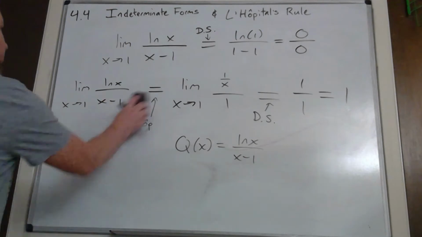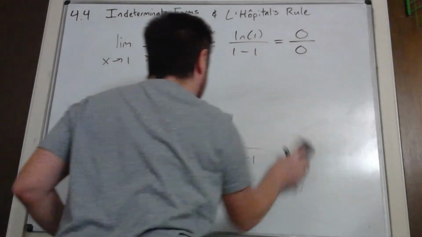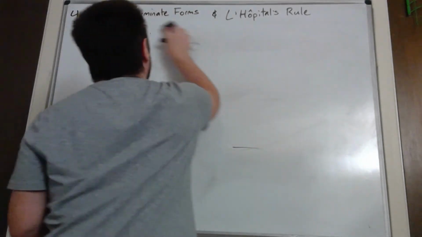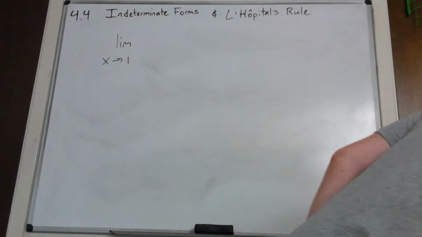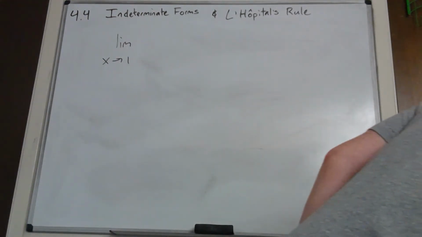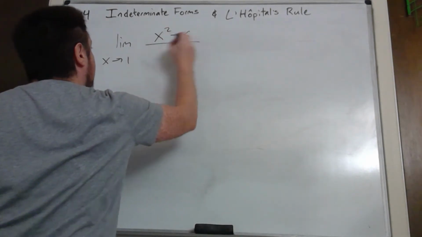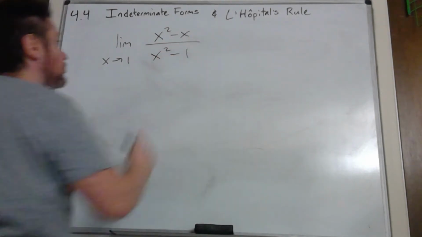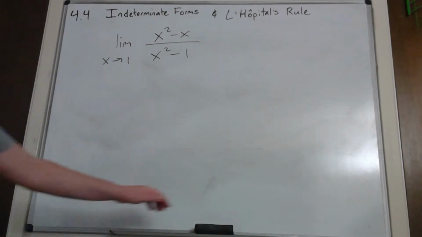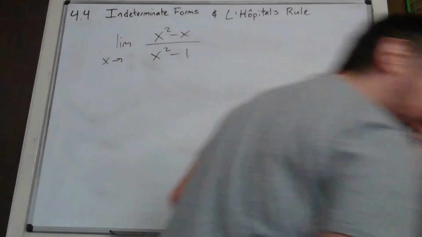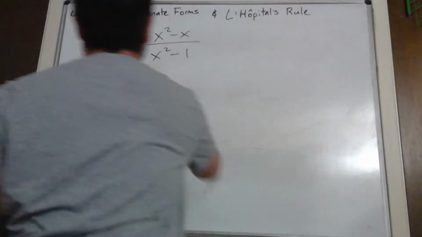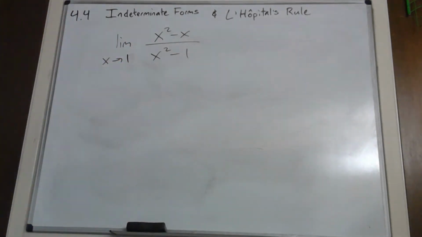Alrighty. There we go. Let's do another few examples. Some other examples from the book look like this. x squared minus x over x squared minus 1. All right. And do we want the limit as x approaches 1? Okay. We're told to do the limit as x approaches 1 here.